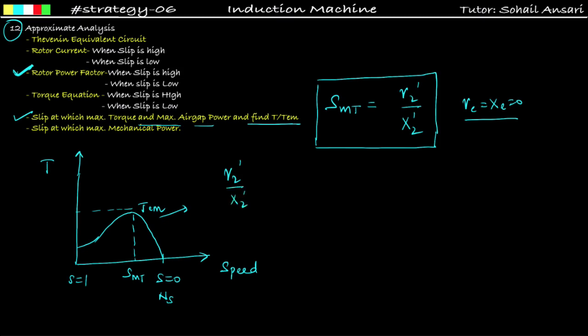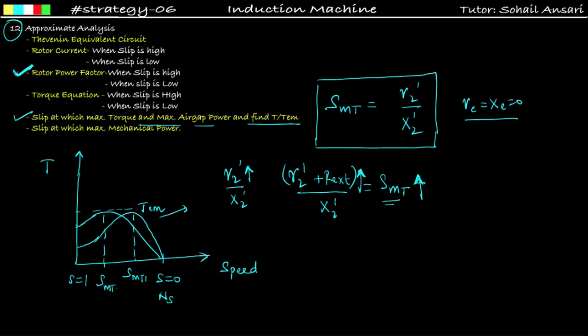Now what I am doing: in a wound rotor induction motor we can put an external resistance in the rotor. So I am increasing this external resistance. I am connecting one external resistance whose value is R external. Now the value of slip at which I will get the maximum torque will increase because I am increasing this numerator part. So if I increase this numerator part, the value of slip will also increase. This is my SMT. Let us say this is SMT1, this is SMT2. Again I am increasing the external rotor resistance, and the slip at which maximum torque will occur will also increase.